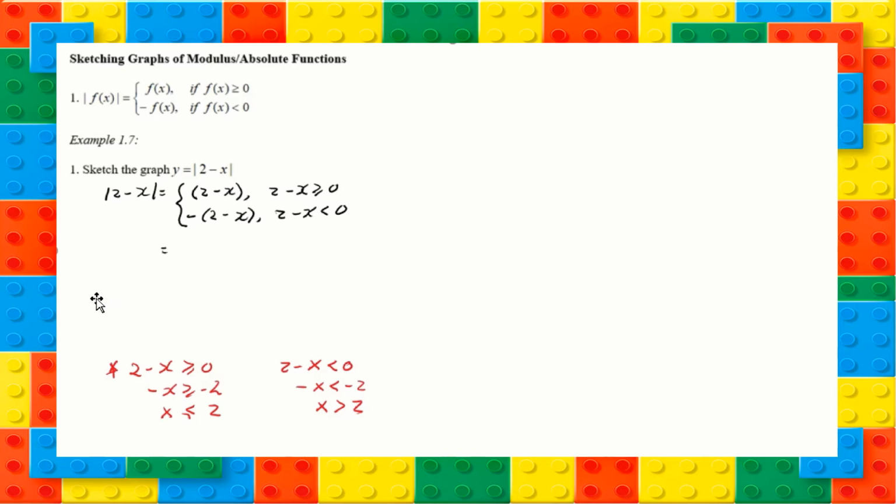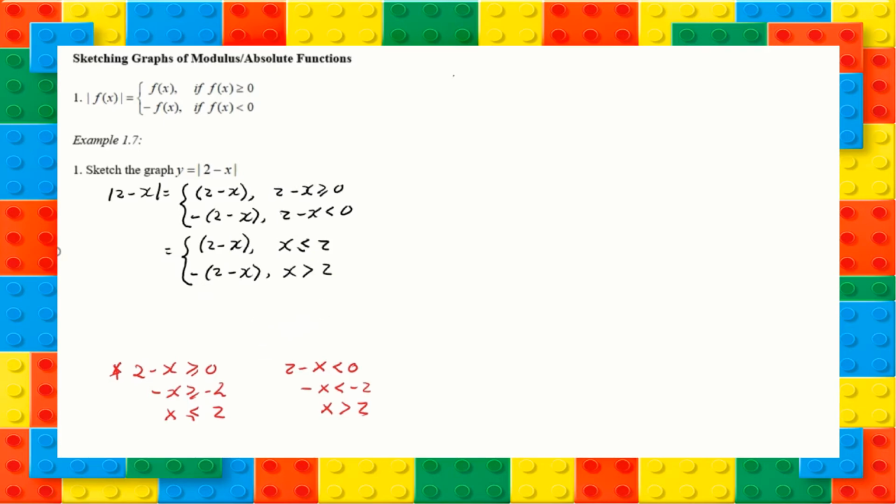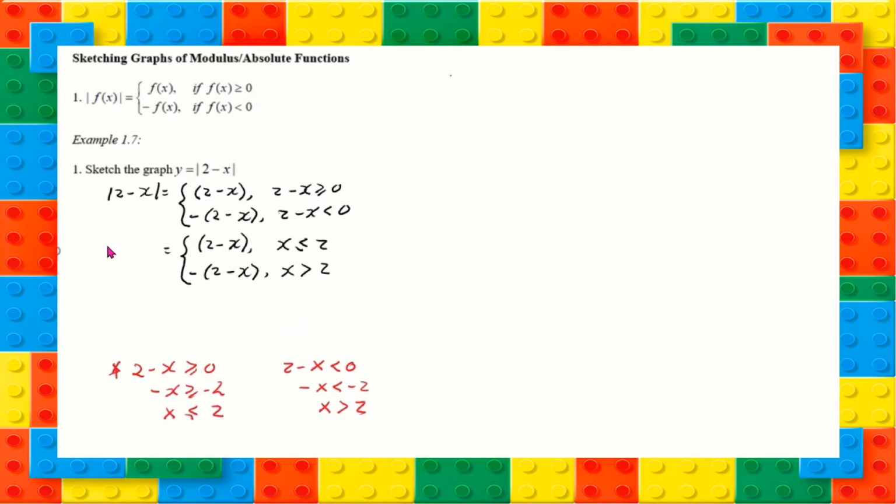So now we can rewrite the piecewise function where 2 minus x is when x is less than or equal to 2. Negative (2 minus x) is when x is greater than 2. After changing the modulus into non-modulus, we found that that is a piecewise function.